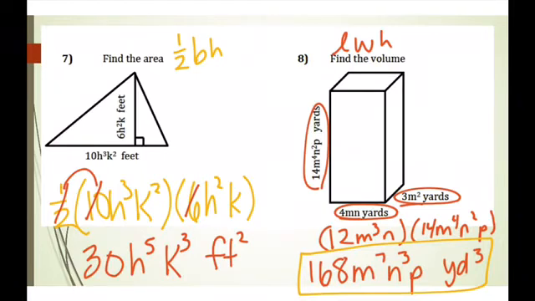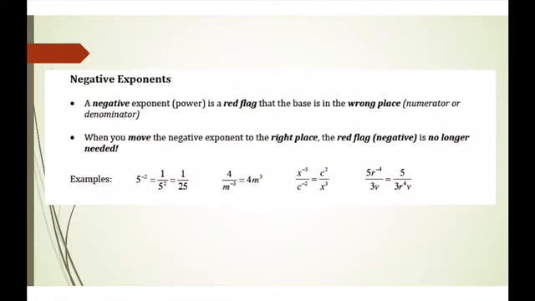Okay, so that's the warm-up. So let's go on to the lesson. Okay, today we're going to talk about negative exponents. And you have seen this before, especially with scientific notation, but you've seen it before in 8th grade.